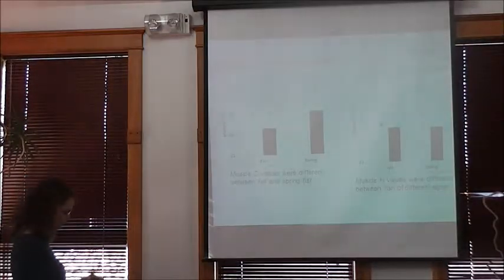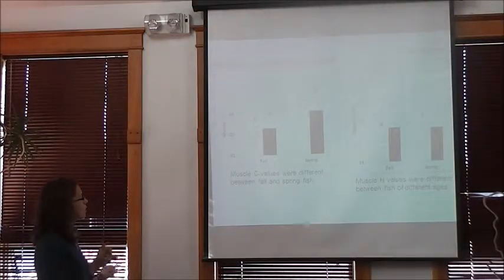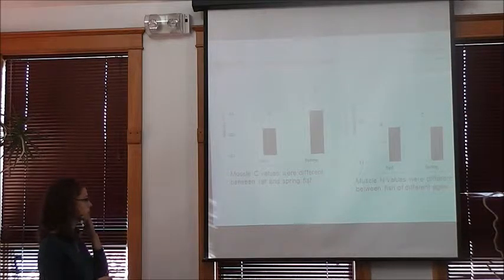So I'll go ahead and jump right into the results then. On the left, we have our muscle carbon-13 values. On the y-axis, we have the carbon delta-13, and on the x-axis, we have our two groups of fish. We have our fish collected in the fall and our fish collected in the spring. Here we have our fall 2-year-olds, our fall 3-year-olds, and then our 3-year-olds and 4-year-olds in the spring.